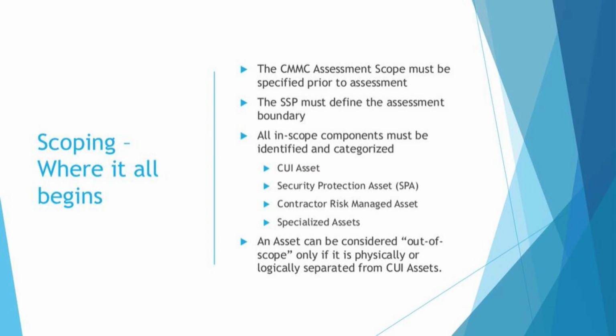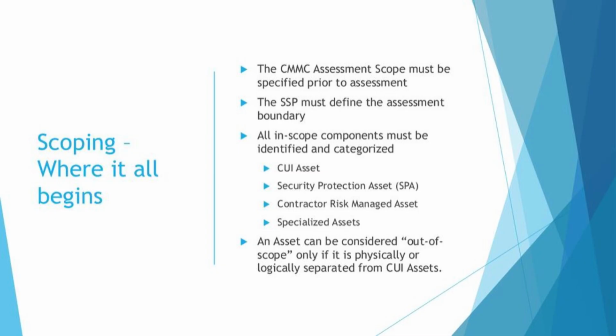Exactly. And a huge part of drawing those blueprints is figuring out what isn't included. The out-of-scope rule. Everyone wants to minimize the burden, so what's the hard line for keeping something out? The rule is pretty black and white, actually. An asset is out of scope only if it's physically or logically separated from all CUI assets, period. Any connection, any path for data, any shared network segment, even shared management tools. If it can talk to the CUI environment or protects it, it gets pulled in.